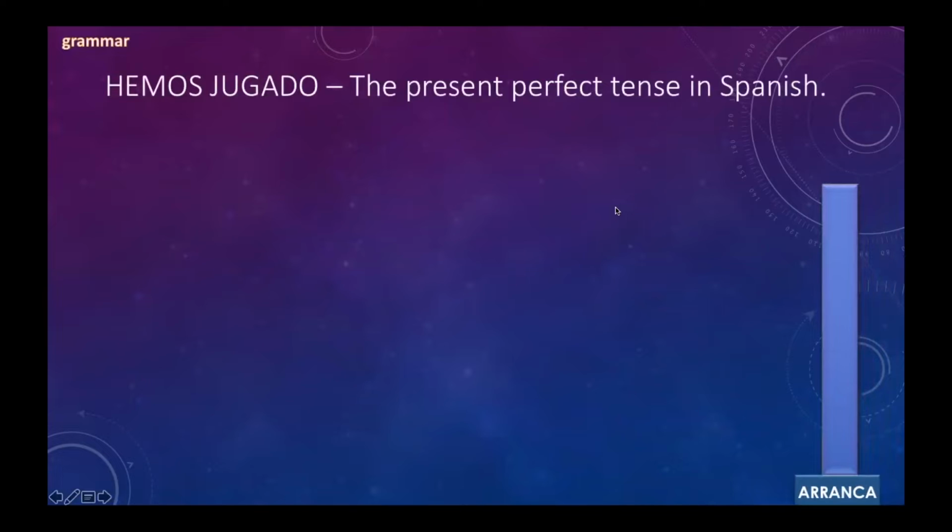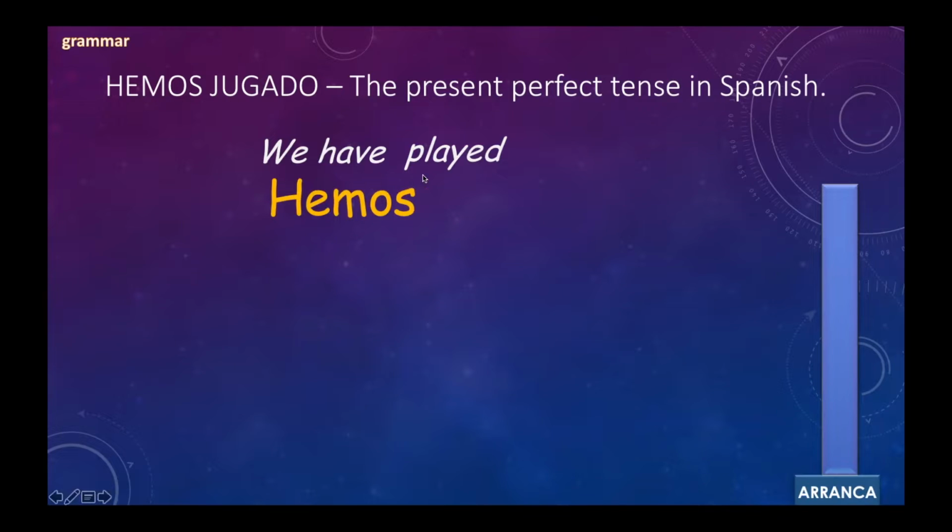Now, we're going to talk about the present perfect tense in Spanish. And let's say we have this sentence, we have played. Now, how do we say this in Spanish? Well, remember that in Spanish, we can actually leave out that pronoun, which is nosotros, and we basically use the verb. In this case, it's going to be hemos. And now, played is going to use what we call the participle, which is jugado, in this case, for play in Spanish. So we would read this sentence as hemos jugado.